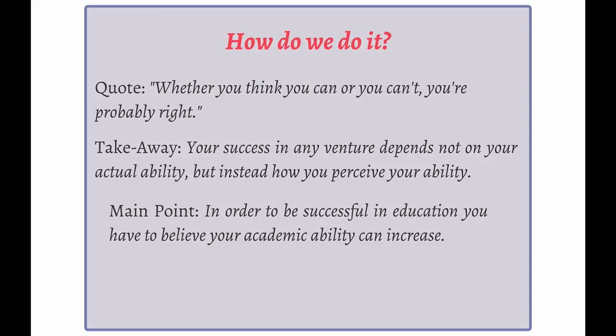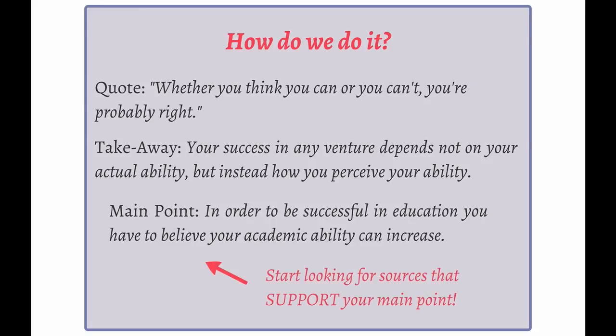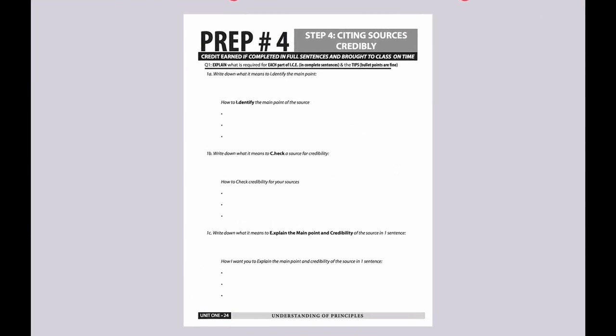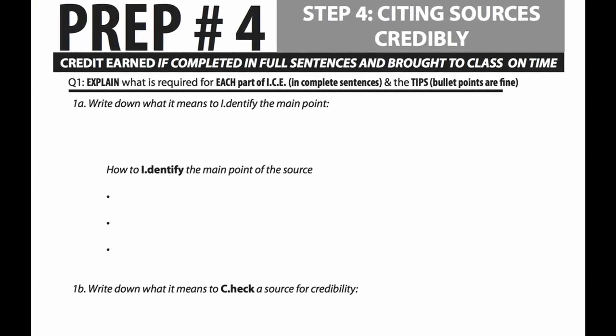So then, for my main point, I look specifically at the world of education. And the point is that you can't be successful in education if you don't believe your academic ability can increase. So again, I'm looking for sources that support my main point. In this case, my main point is, of course, education and mindsets. So let's walk through this process of ICE to see what this is going to look like using a source. So let's look at I.